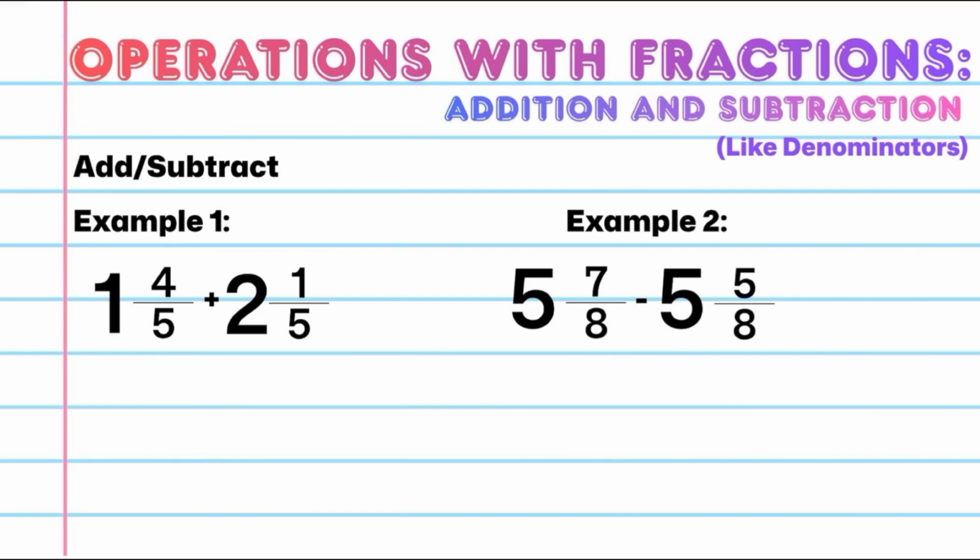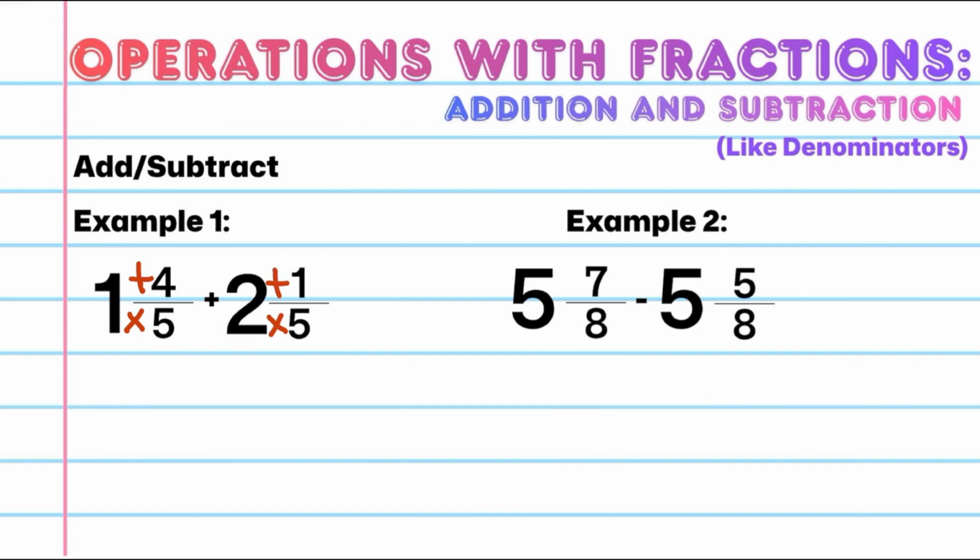I'm going to pin previous videos here and our fraction playlist as well. Let's look at example 1. We have 1 4/5 plus 2 1/5. Well, the first step is to convert these mixed numbers to improper fractions in order to add or subtract. So for this problem, we're going to multiply 1 times 5 and then add 4 and do the same thing to 2 1/5. We're going to multiply 2 times 5 and then add 1.